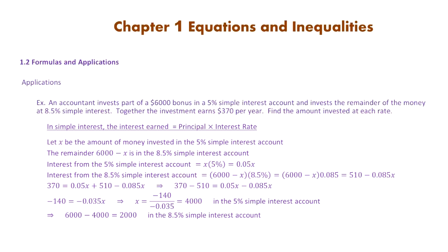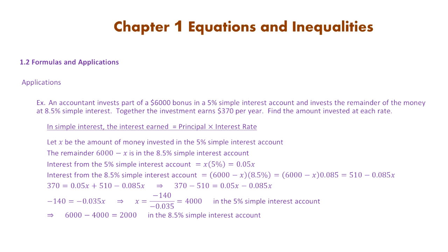So if you combine like terms, move 510 to the left and change the sign, so it becomes negative. And then combine the terms of 0.05X and the negative 0.085X. You're going to get negative 140 on the left and the negative 0.035X on the right. Now, divided by negative 0.035, you're going to get 4,000 for X.